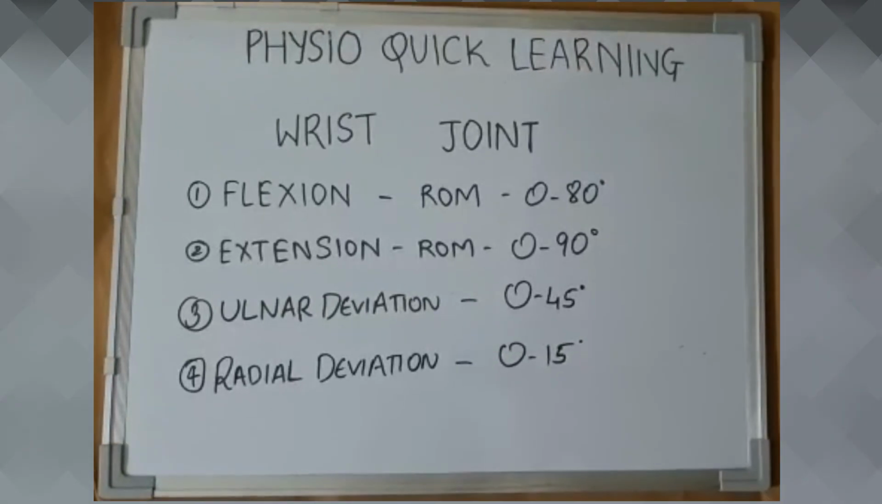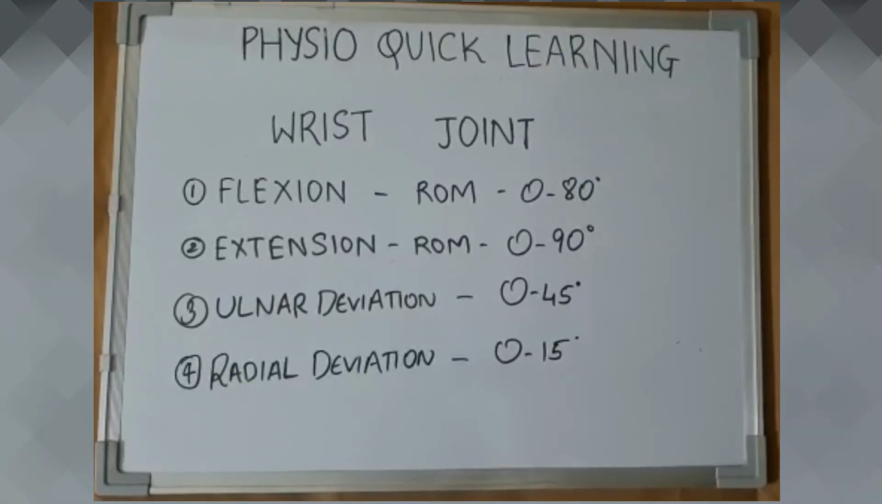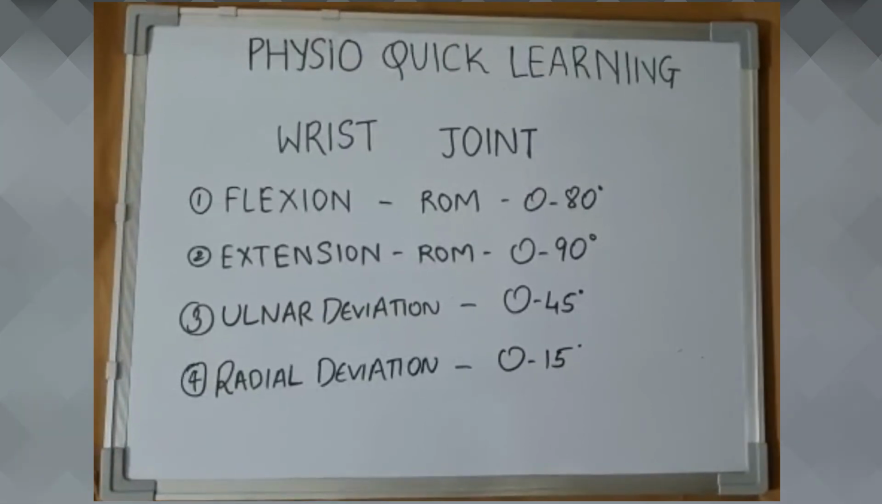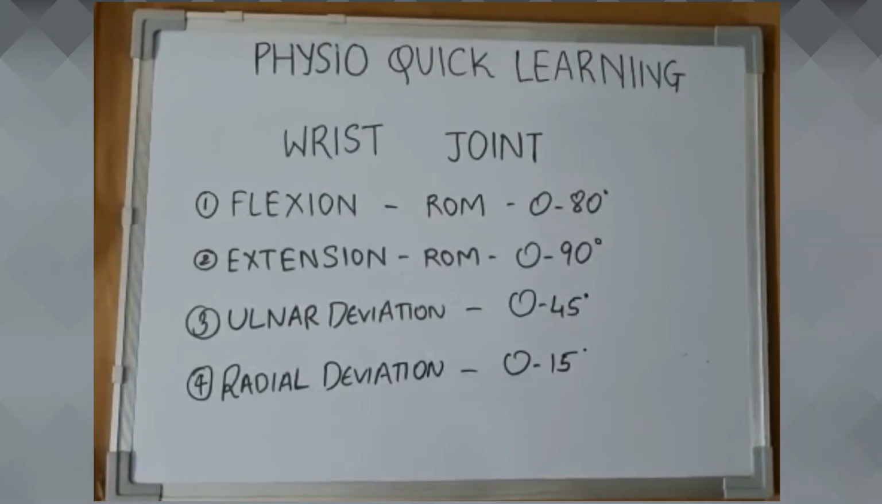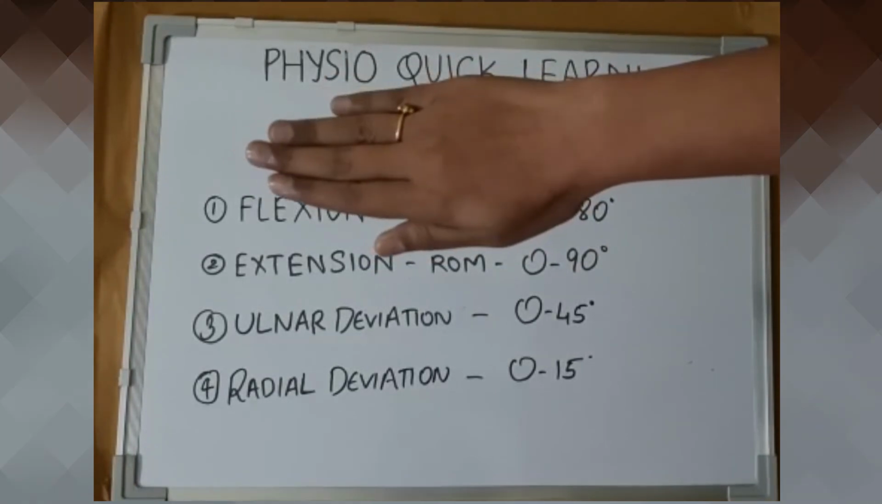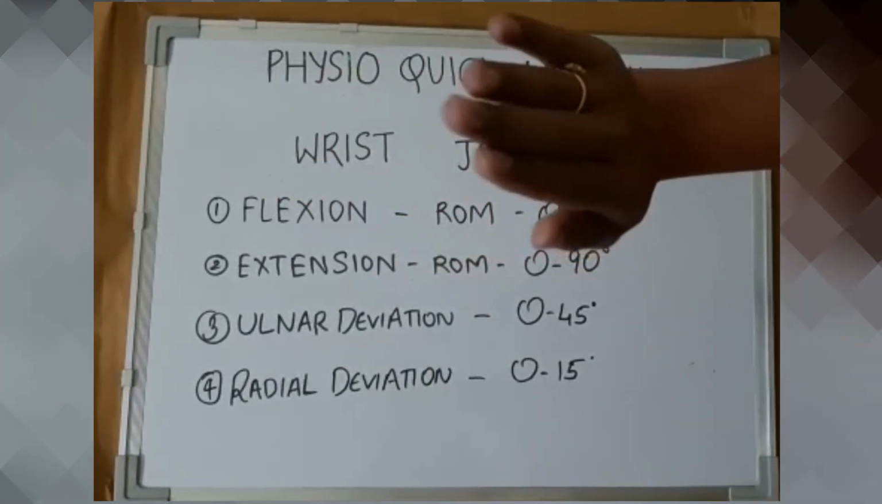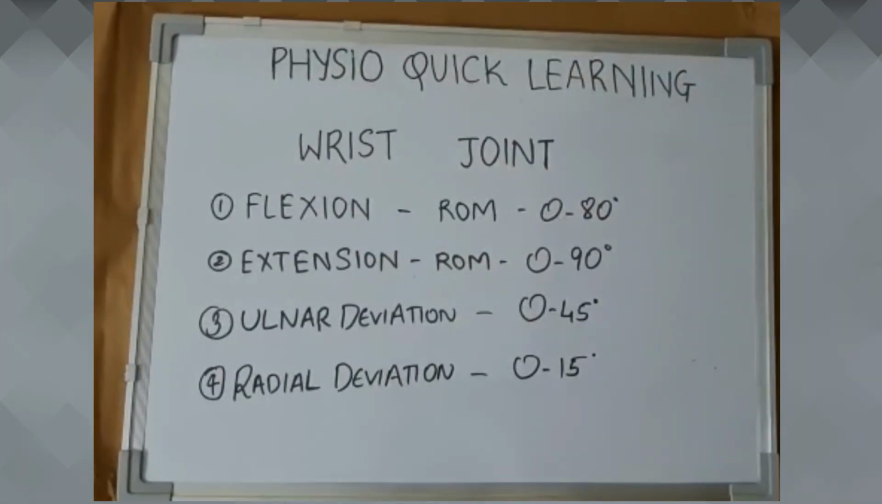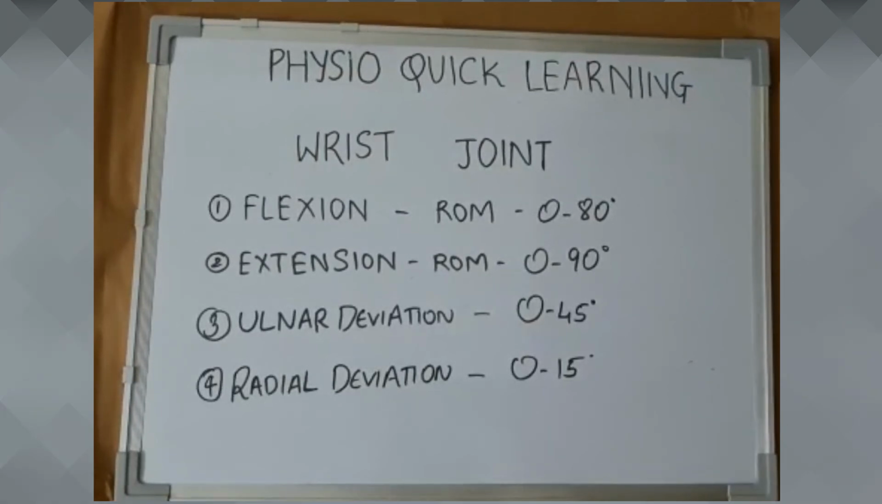Now we'll see extension. The muscles involved are extensor carpi radialis longus and brevis and extensor carpi ulnaris. The normal range is 0 to 90 degrees.